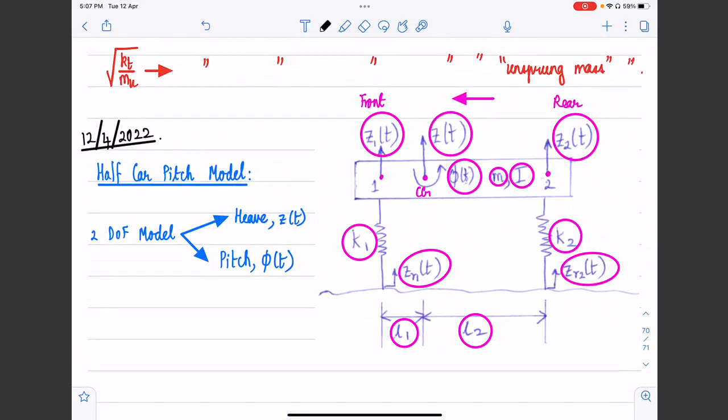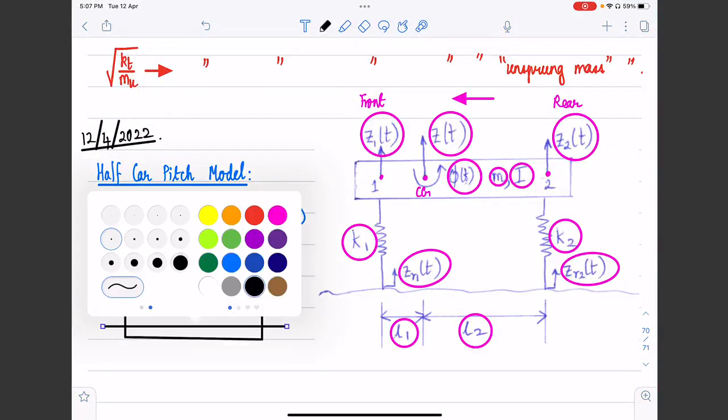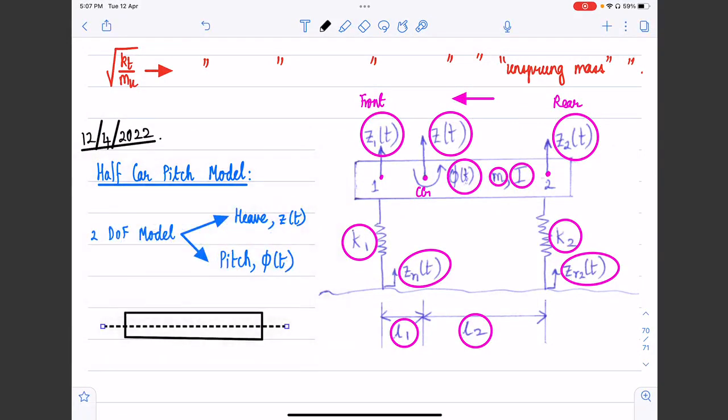Okay, so now coming back to this diagram, let's redraw this mass. I am drawing this sprung mass here. I think that was a good question because please note that in today's class we are only considering the sprung mass. We are neglecting the unsprung mass, so please keep that in mind.